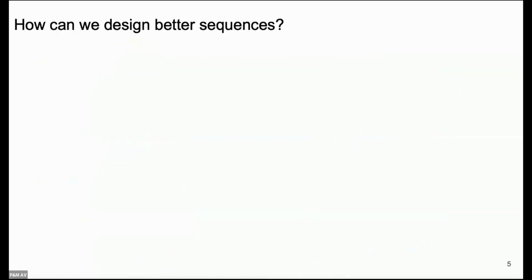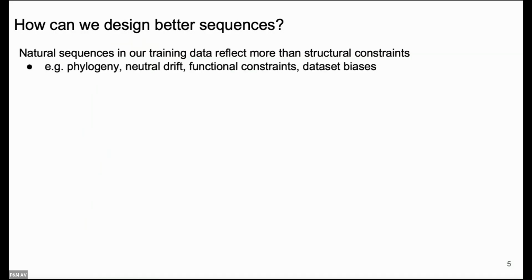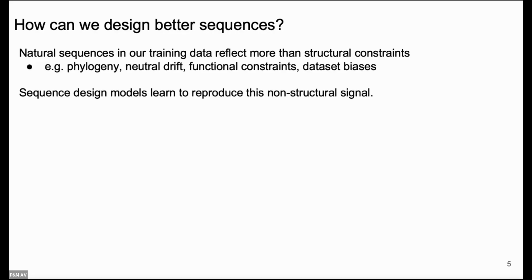So the natural question we can ask is how can we design better sequences? We first want to note that natural sequences in our training data reflect more than just structural constraints. Because these sequences are obtained from extant organisms, they naturally reflect things like phylogenetic relationships and neutral drift. Additionally, throughout evolution, they've not just been optimized for structural stability, but also for various functional constraints. And finally, there's bias in the way that we choose to characterize certain sequences and structures in our data set. So when you train sequence design models on this data, these models end up learning to reproduce these biases.